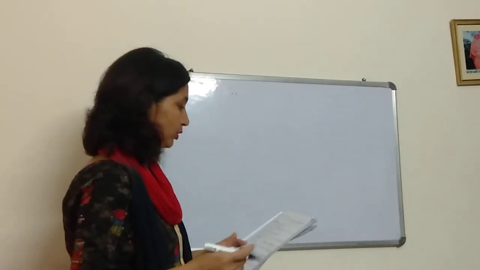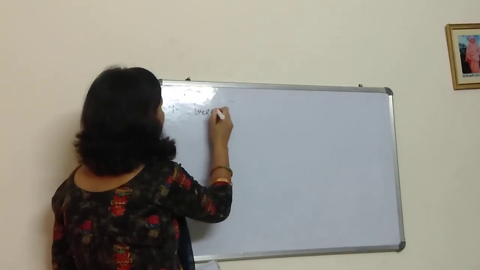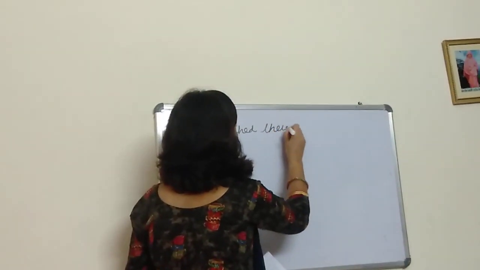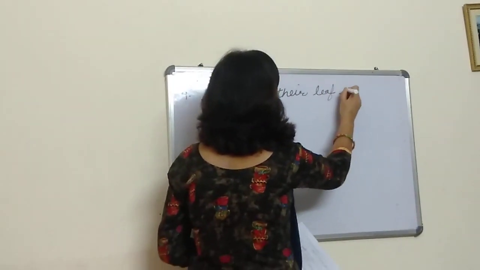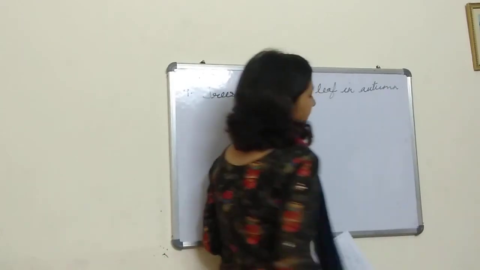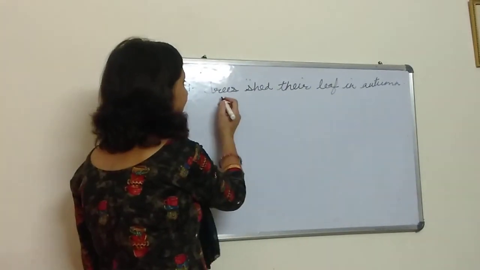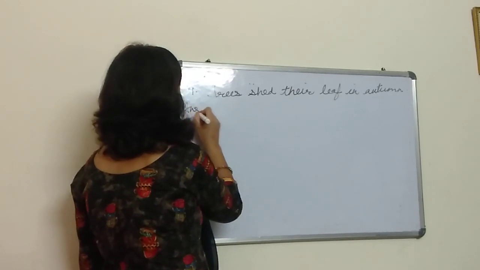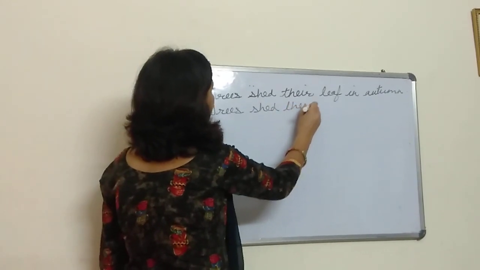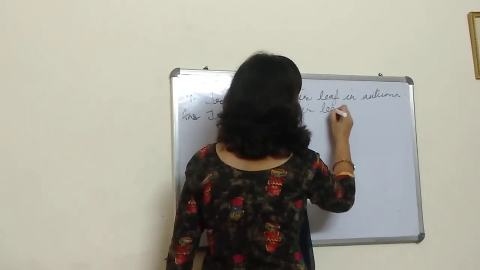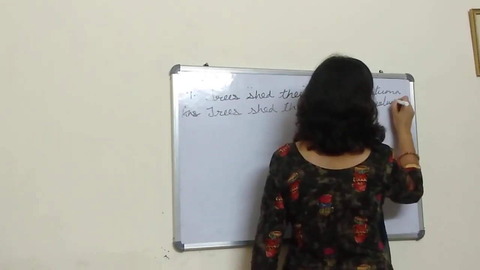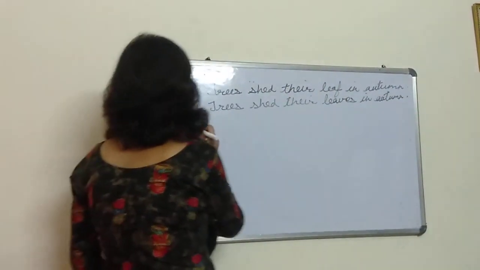Now, the fourth one. Trees shed their leaf in autumn. Children, what is wrong here? The correct answer will be: trees shed their leaves in autumn. Now the next one.